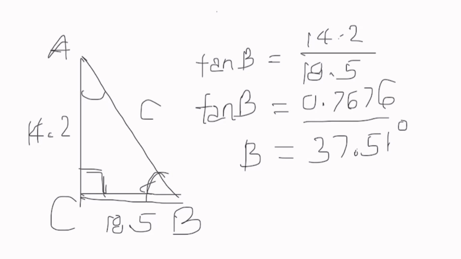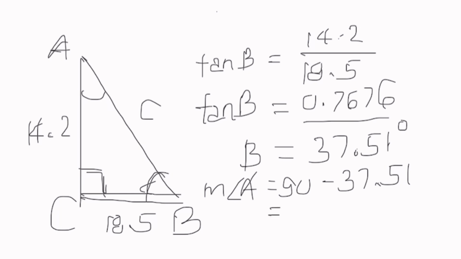Then to find the measure of angle A, that will be just 90 minus 37.51. So the measure of angle A here, 90 minus 37.51, is 52.49. So these are just examples of problems that can be solved using trigonometric ratios. Thank you for watching.